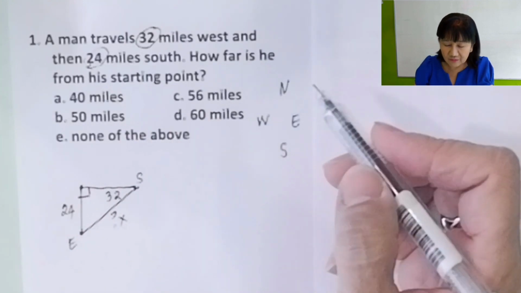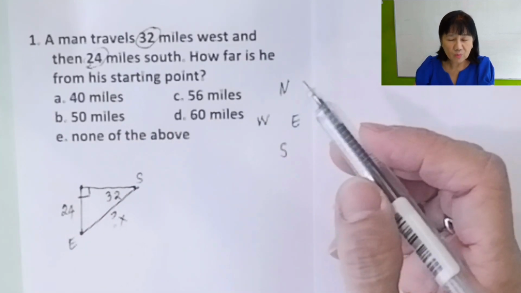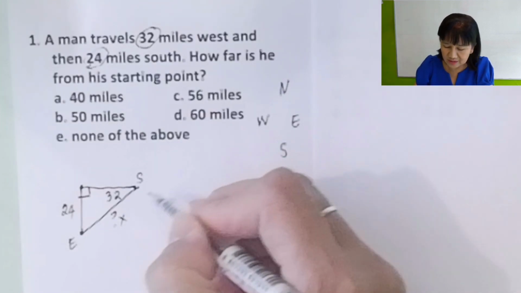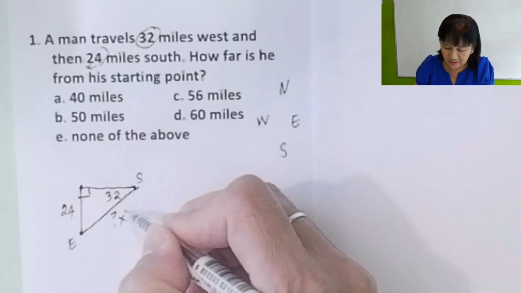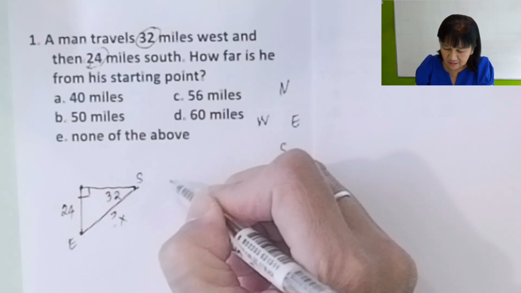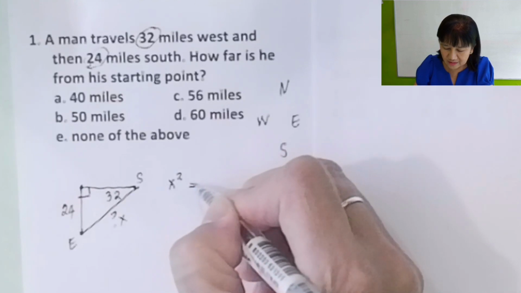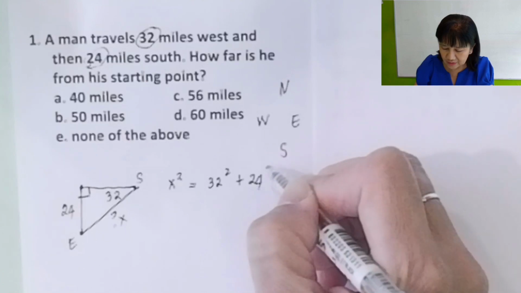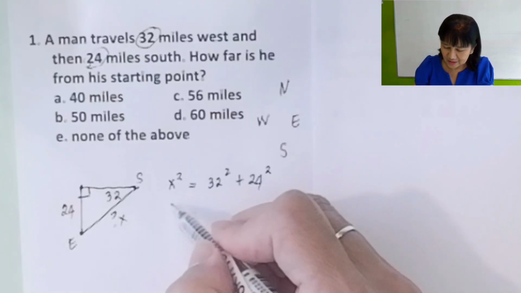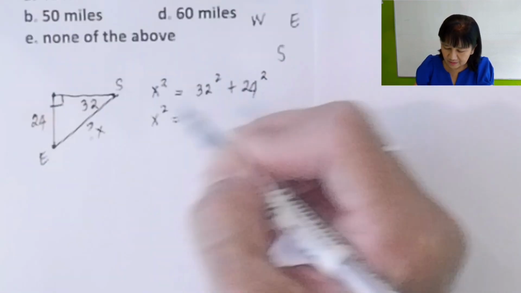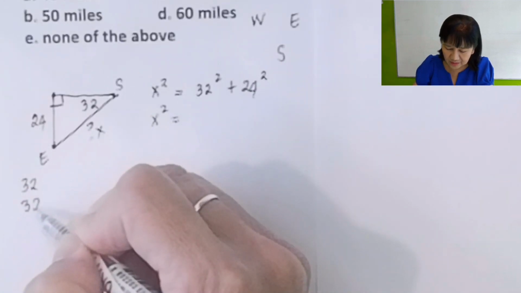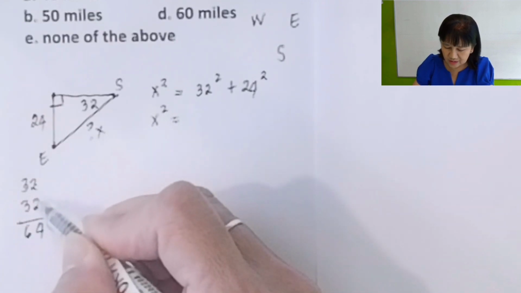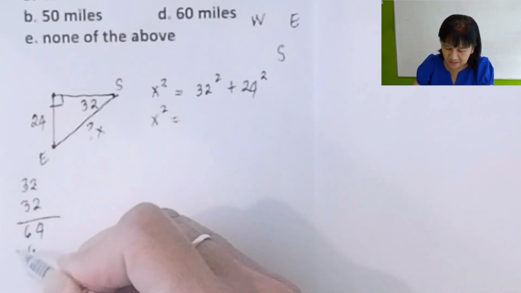So whenever you have a right triangle, how do you solve one of the sides? By using the Pythagorean theorem, which states that here, if this is x, x squared is equal to 32 squared plus 24 squared. So this is x squared equals 32 squared. So what is 32 times 32? 2 times 2 is 4. 3 times 2 is 6. 2 times 3 is 6. 3 times 3 is 9.